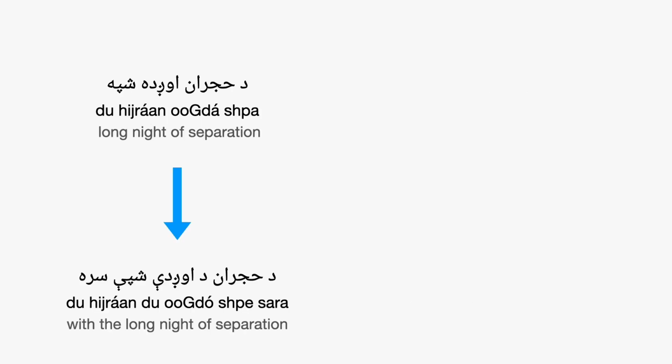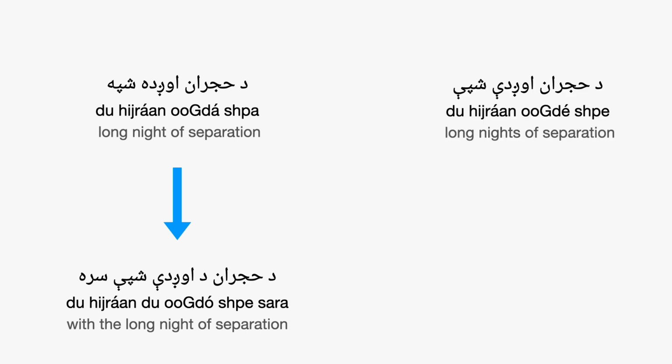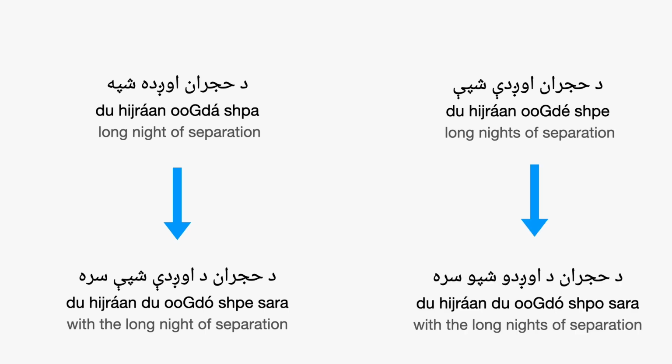Another example, the hijran ugda shpa. Once we stick it in the sandwich, it's the hijran de ugde shpe sara, with the long night of separation. But if we're talking about nights, the hijran ugde shpe, if the plain version is plural before we stick it in the sandwich, then we're going to have to use a double inflection once it goes in the sandwich. The hijran de ugdo shpo sara, just like that.